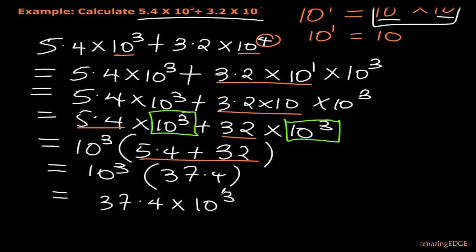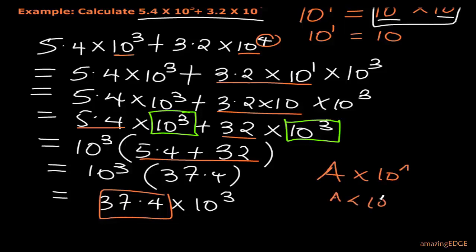Remember that the standard form is between 1 and 9. So this 37 has to be less than 10. Rather, what we have here is above 10. So in standard form, you have to ensure that the standard way is a times 10 raised to power n, where a is less than 10. So our a is 37.4, and we have to make it less than 10. So what do we do to make it less than 10? We have to divide it by 10.